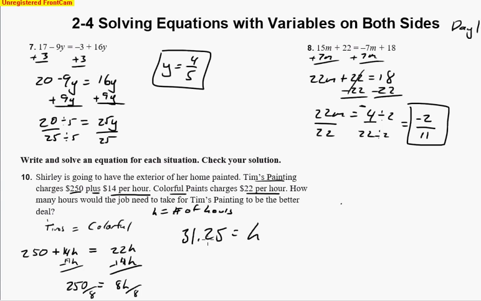So since we're dealing with whole number hours, it says how many hours would that need to be, we go ahead and round that up. With the .25 of an hour, he charges that extra hour, so we'll say 32 hours until Tim ends up being the better deal, because at this time they're exactly the same. So at 31 hours, we'd still go with Colorful, but at 32 hours, that's when Tim's going to be a little bit less expensive. So those are the types of problems we'll see on tonight's assignment.